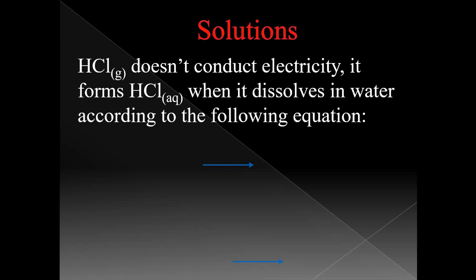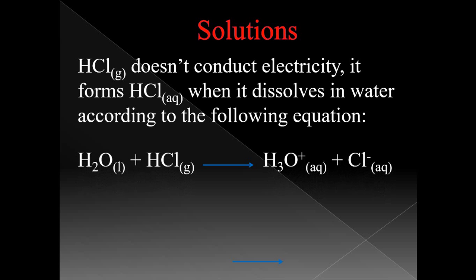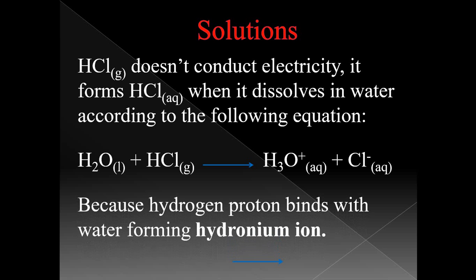Okay, and hydrogen chloride as a gas, it doesn't conduct electricity because we sure know that as a gas hydrogen chloride has no free moving ions, but when it dissolves in water forming hydrochloric acid, which means that this hydrogen chloride dissolves in water forming hydronium ion and chloride ions. Okay, the presence of ions here makes the hydrochloric acid a good conductor of electricity.